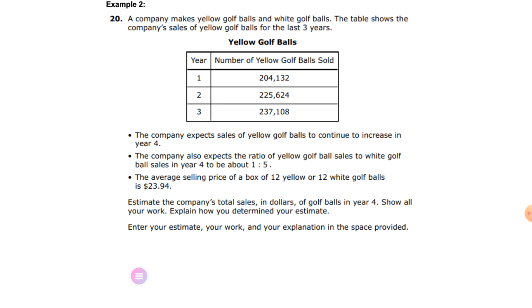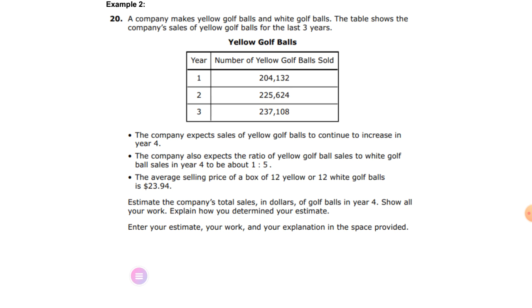So, a company makes yellow golf balls and white golf balls. The table shows the company's sales of yellow golf balls for the last 3 years. It gives me some numbers. I'm going to read through all of it. The company expects sales of yellow golf balls to continue to increase in year 4. What does that mean? It's going to continue going up, okay? The company also expects the ratio of golf ball sales of yellow to white in year 4 to be about 1 to 5. So it's given us ratios.